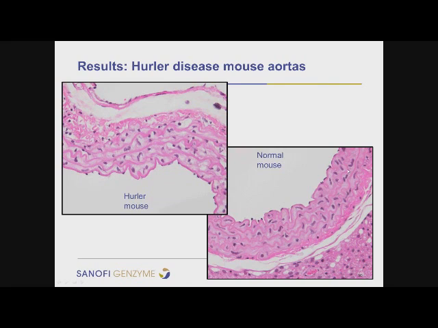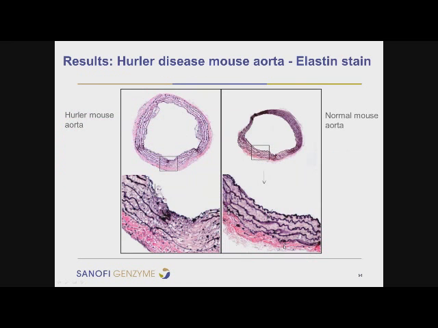So on the right you have a normal mouse, and on the left we have this Hurler mouse. In this case, we used an elastin stain to help identify the differences. On the right, you can see that all these elastin stained fibers in the wall of the mouse are continuous and regular. But in the Hurler mouse aorta, you can see that some of them are missing altogether, and they're thinner and irregular.